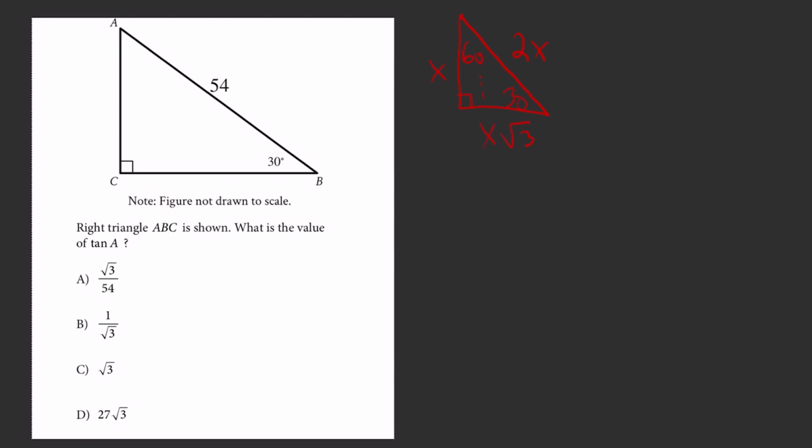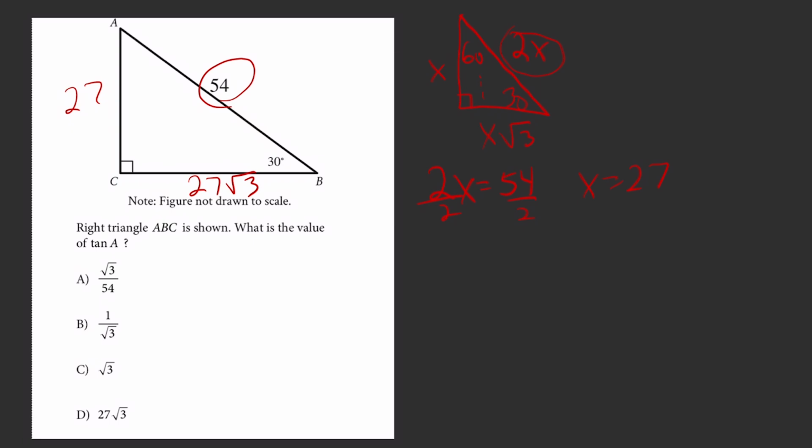So applying that here, we have the hypotenuse. This 54 is the 2x. So 2x is equal to 54. I can solve for that. Dividing by 2, I get x is equal to 27. That means that over here is a 27, and then over here is 27 square root of 3.